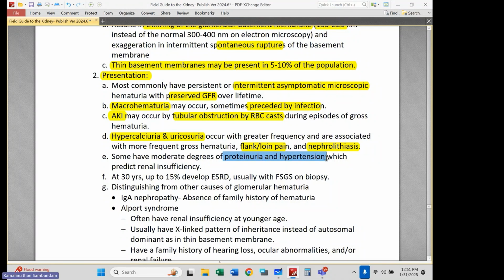Some patients, again, will develop a less benign phenotype with moderate degrees of proteinuria, hypertension, and then some of these even develop ESRD, okay, including that patient that whose air has on his service. If you were to do a kidney biopsy on these patients, they'll have FSGS on kidney biopsy.